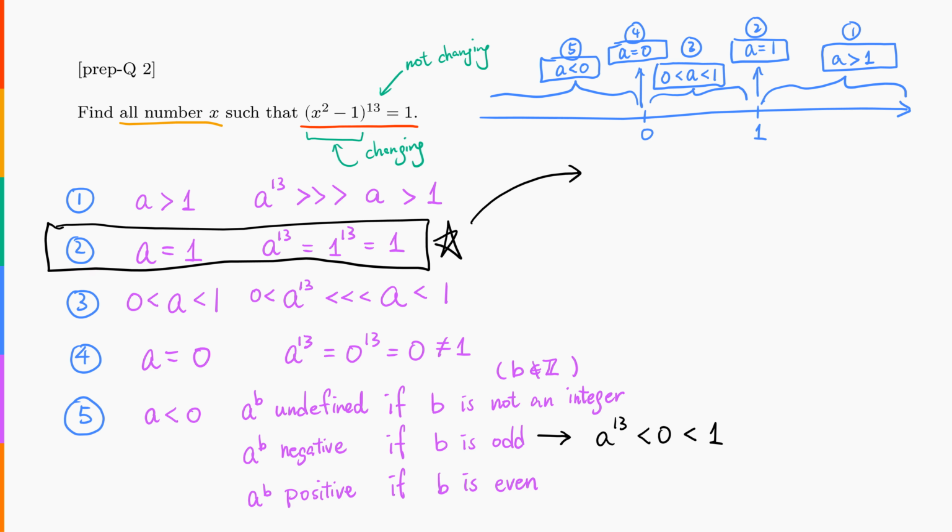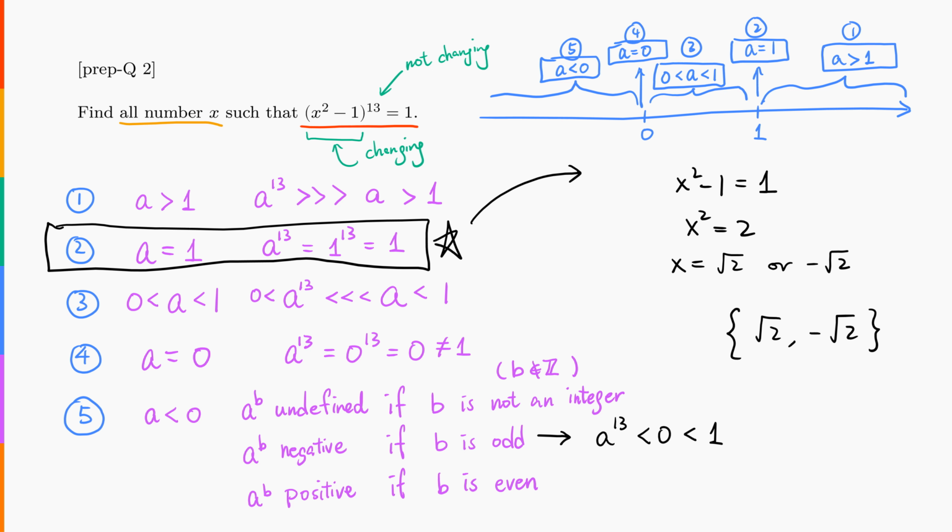Collecting all the results, we find that case 2 is the only possibility for a to the power of b equals 1. So now we know the only possibility is x squared minus 1 equals 1. No other possibility. Solving the equation, we get x equals root 2 or minus root 2. And that's our solution set.